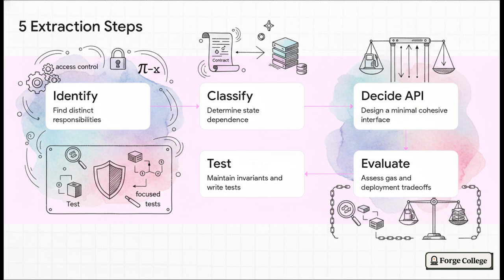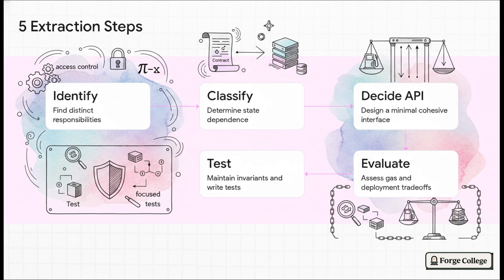Step 1. Identify distinct responsibilities. Group your functions together. Is this accounting, access control, math? Step 2. Classify by state dependence. Ask yourself, does it need storage? If no, it's a library. If yes, it's a contract.